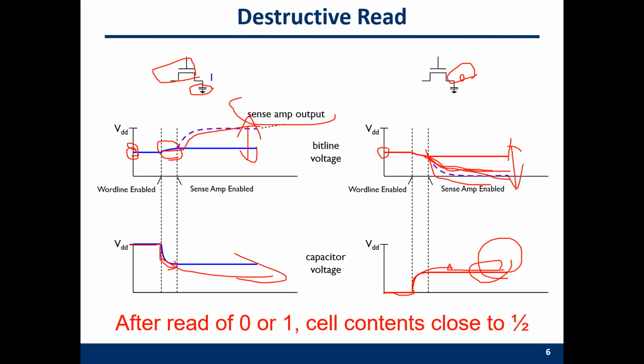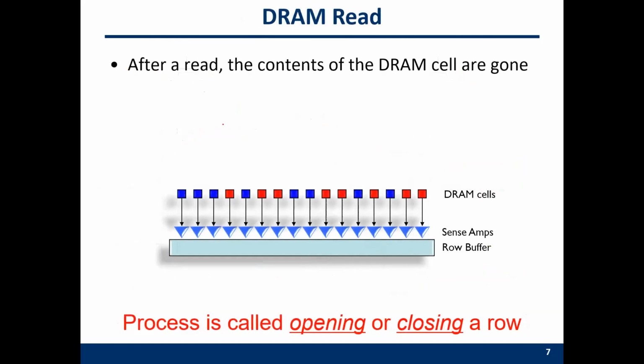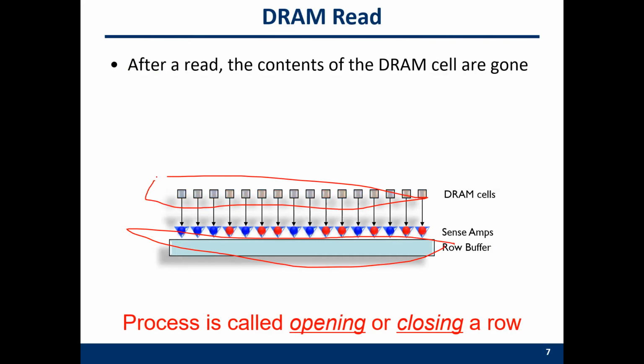Where is your correct data? The simple answer is your correct data is actually in the sense amplifier, because now the sense amplifier knows whether you have 1 or 0. Then the sense amplifier can write this data into the row buffer here. These are the cells. Blue color indicates 1, red color indicates 0. This content will be sensed by your sense amplifier here.